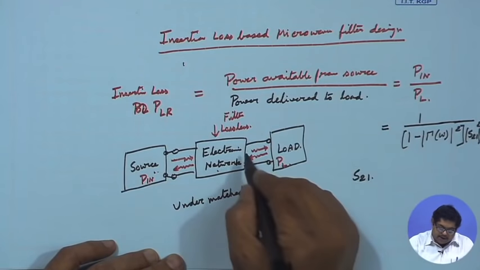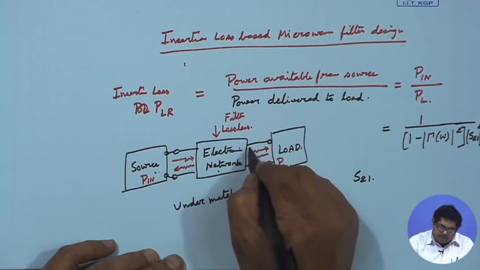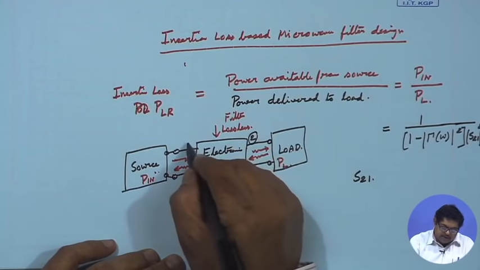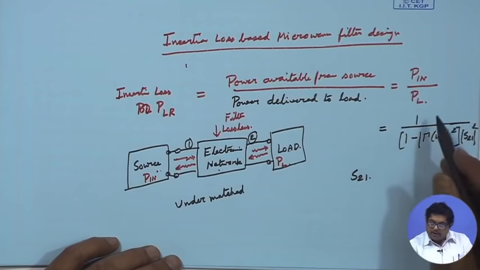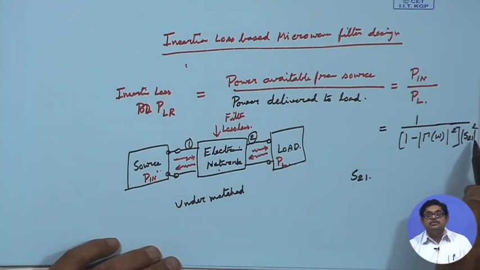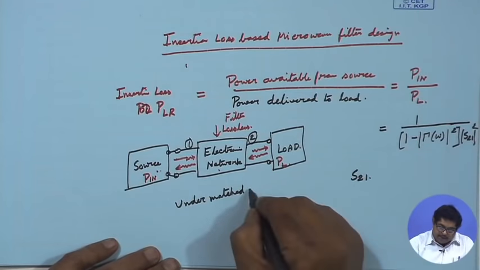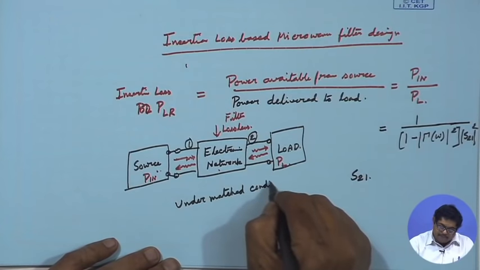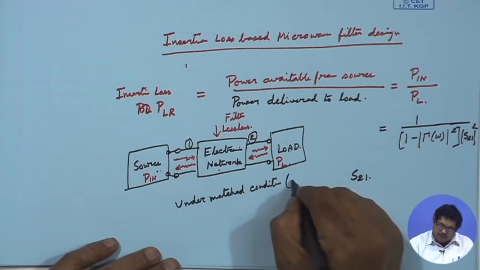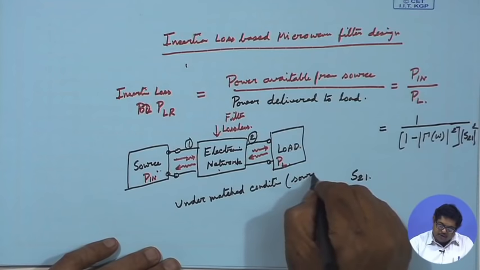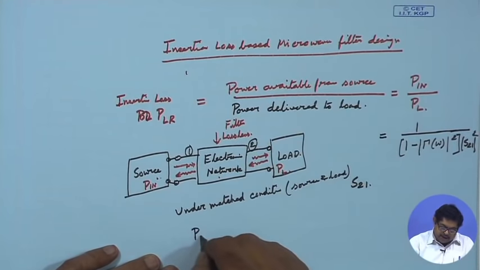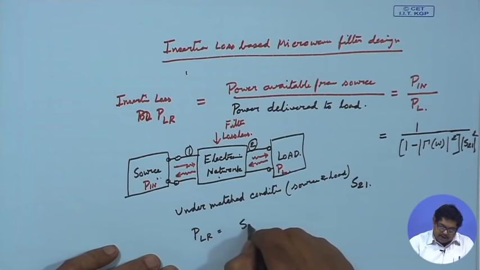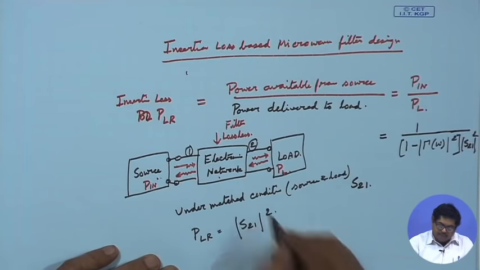This S21 is, this is the port 2 of the electronic network, this is port 1. So, actually insertion loss is 1 by this into S21 square. So, under matched condition, both source and load matched, then PLR is nothing but S21 square.